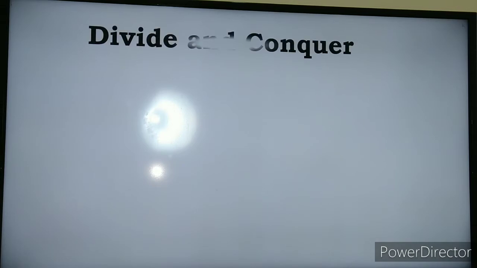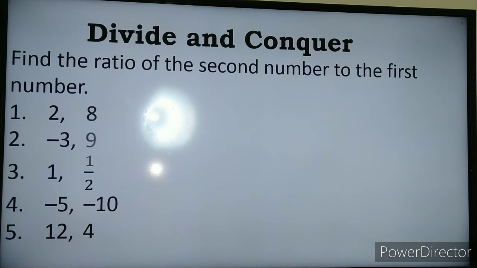Next, divide and conquer. So this is an activity. Find the ratio of the second number to the first number. So this is the exercises on how to find the ratio, especially in this topic about geometric sequence. This is very important because once you get the common ratio, you can easily determine the missing terms.